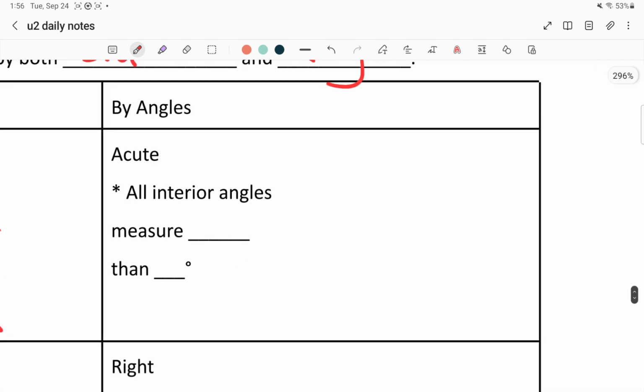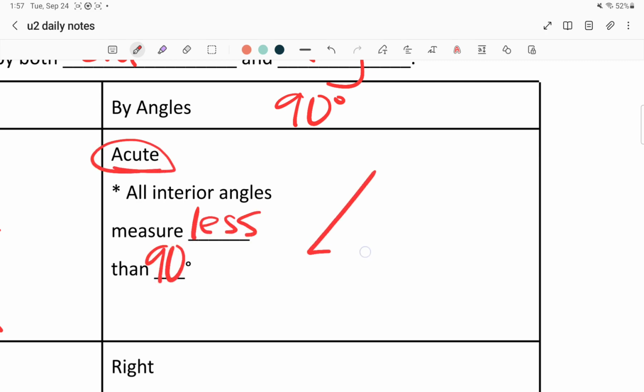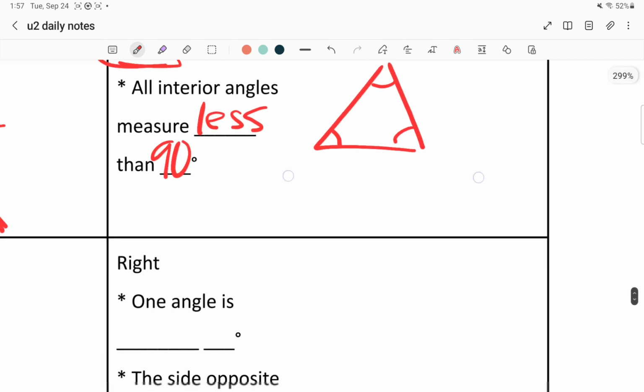Okay, that's sides. By angles. If I'm talking about angles, I care about where we are with respect to 90 degrees, because remember, 90 degrees is a right triangle. That is our most special triangle. So we care about less than, equal to, or bigger than 90. When all the interior angles are less than 90, we call it acute. And that's usually our more stereotypical looking triangle, what we're used to. All my angles are cute and tiny.